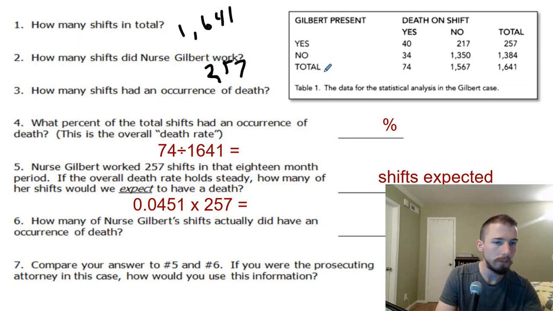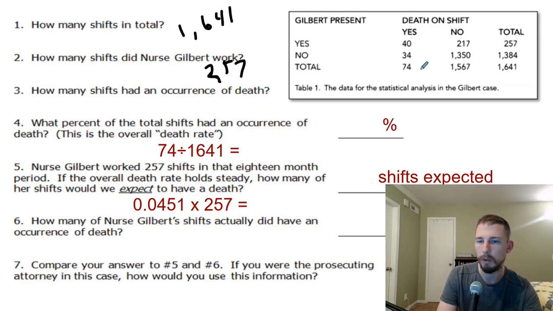257. How many shifts had an occurrence of death? So how many of those shifts? I'm guessing they're saying 40 of those. So what percent of the total shifts had an occurrence of death? Oh, we're looking at the overall death rate, not the contingent one. So how many shifts had an occurrence of death?